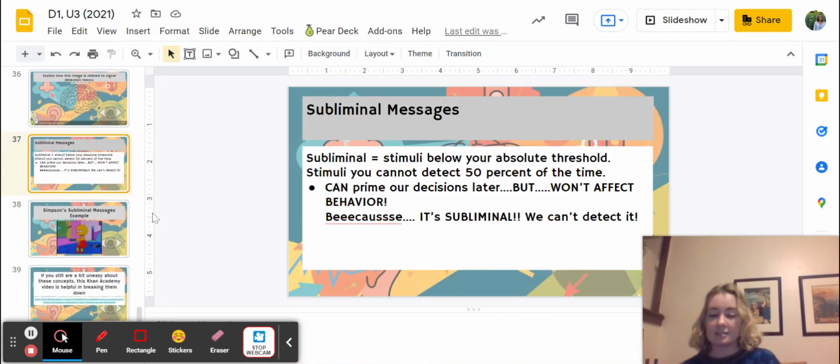One last term is subliminal messaging. We hear about this sometimes, like advertisers are putting products in the TV shows we watch to try and advertise. Subliminal messaging doesn't really work though. There were bad studies that said it did, but what we know is it's not very effective, because if something is subliminal, it just means that it falls below your absolute threshold. So you're not able to detect it 50% of the time, right?